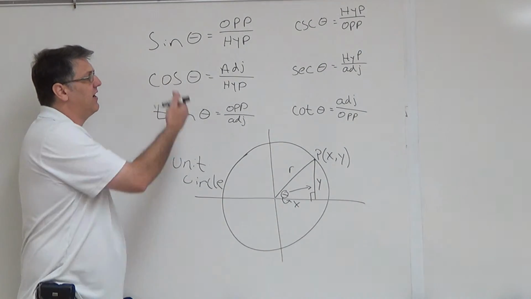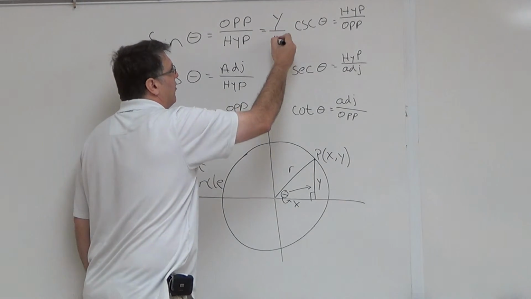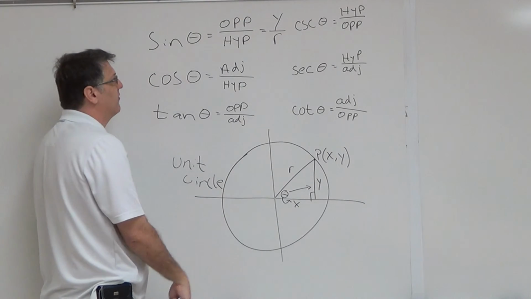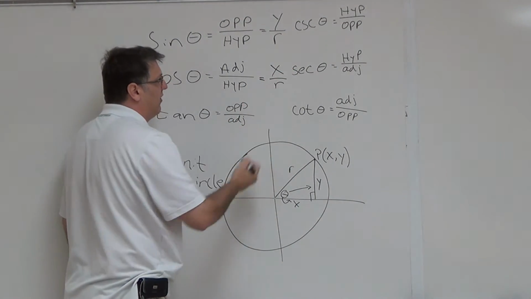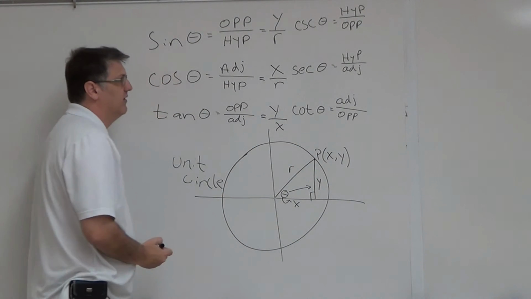So take for instance sine, opposite over hypotenuse. That's going to be y over r. Your opposite over your hypotenuse or your radius. Your cosine is going to be x over r, and your tangent is y over x.